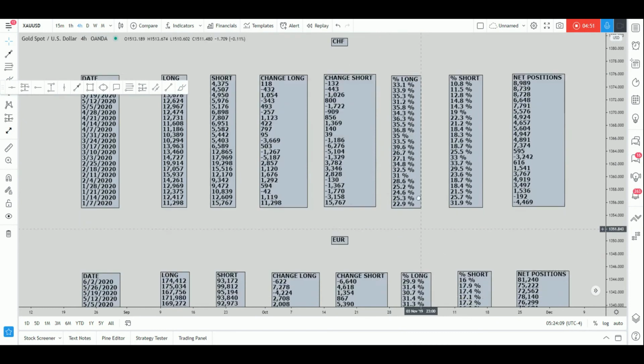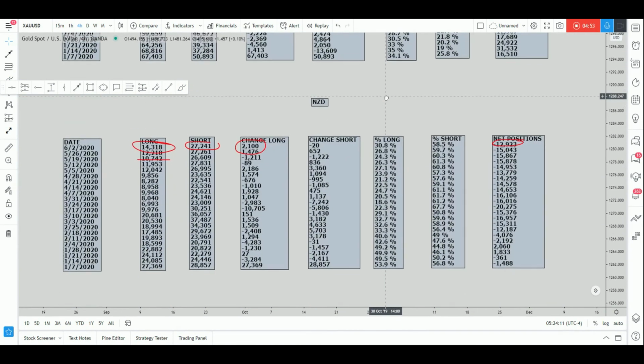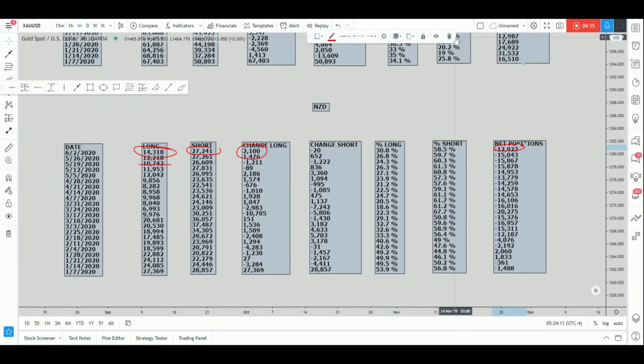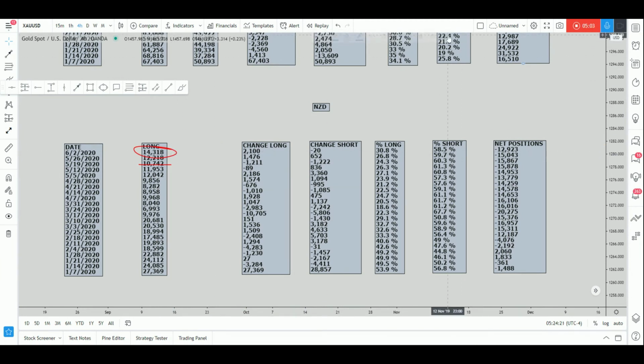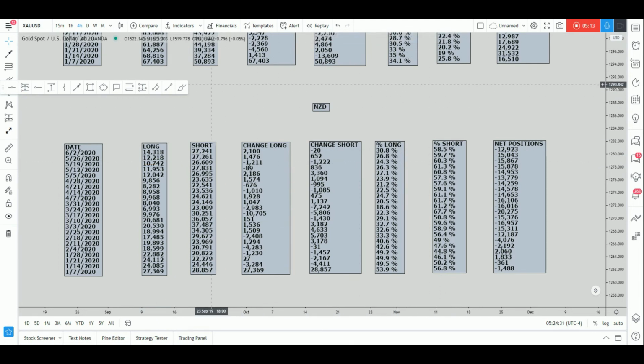And if we go and see what we have from an NZD perspective, we can see that currently we are still pretty bearish with minus 12K net positions. So definitely way more shorts than longs from an institutional perspective. In fact, we have currently 27K shorts and 14K longs. So definitely we can expect NZD to make a retracement in its strength and make a move to the downside.